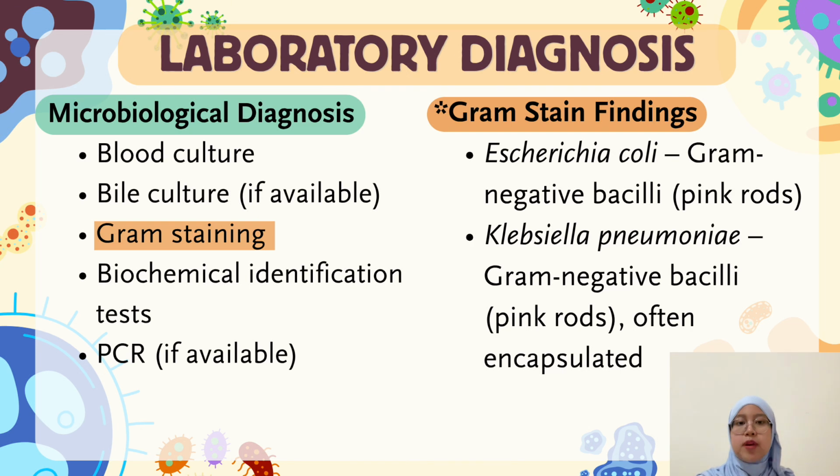E. coli appears as gram-negative bacilli, seen as pink rod-shaped bacteria under the microscope. Similarly, Klebsiella pneumoniae also appears as gram-negative bacilli, but is often distinguished by its prominent capsule. To further confirm the identity of the organism, biochemical identification tests are performed. Finally, PCR may be used in some laboratories for rapid and sensitive detection of bacterial pathogens.